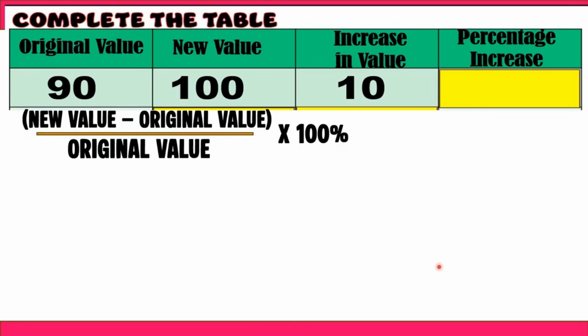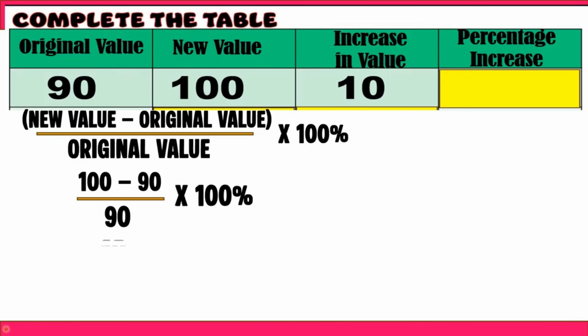Now let's get started. Alright, let's start with this example. To solve it, we'll be using the formula. And the formula is new value minus original value divided by the original value times 100%. In this example, the missing value is percentage increase. Let's substitute the values. New value is 100 minus the original value 90, divided by the original value, which is 90, times 100%.